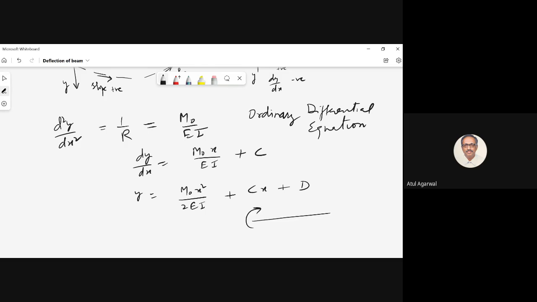This was our problem. I had applied M naught like this, and we are having a deflection like this. Now you see, at these ends, at x is equal to 0, at x is equal to L, your deflection is 0. You are assuming that deflection is 0 here. So we put these boundary conditions: x is equal to 0, y is equal to 0, x is equal to L, y is equal to 0. So these two boundary conditions are used to find the unknown constants c and d.